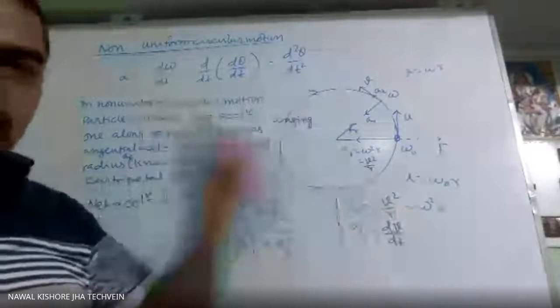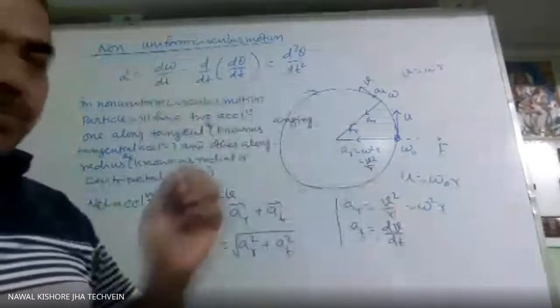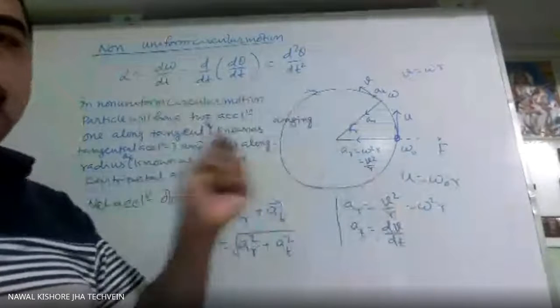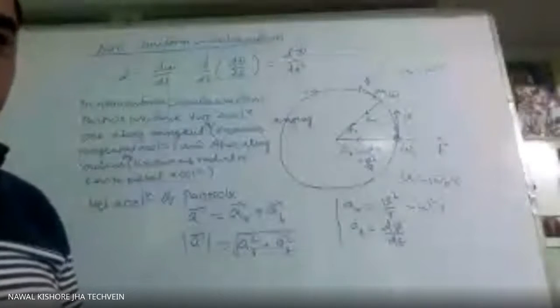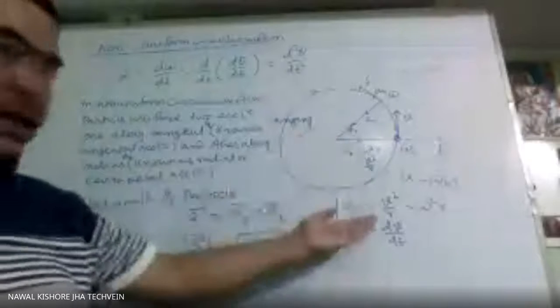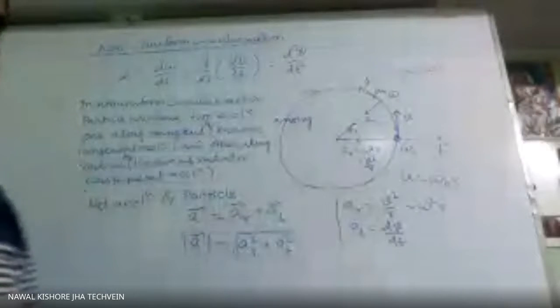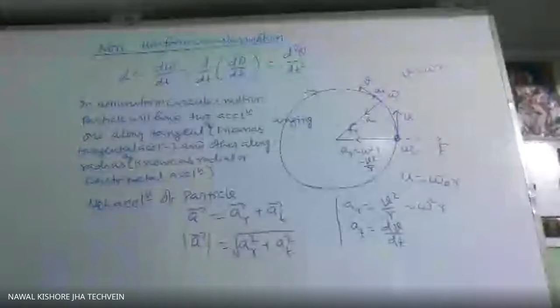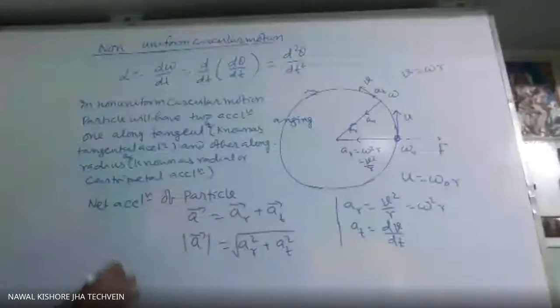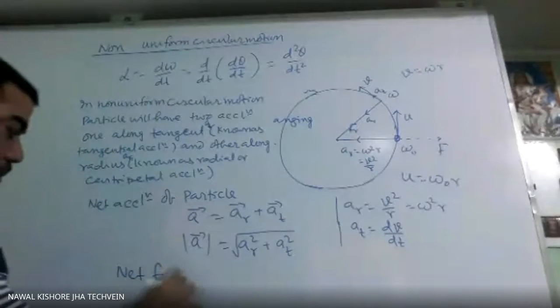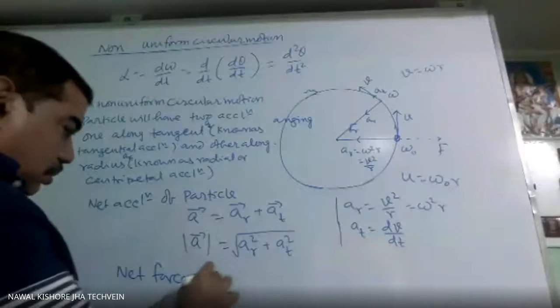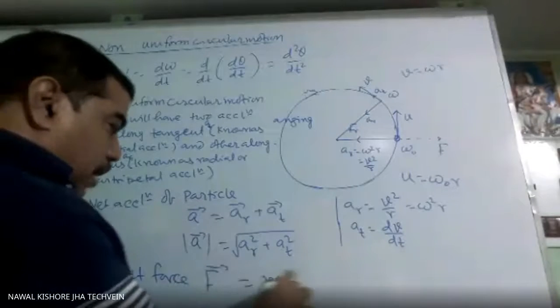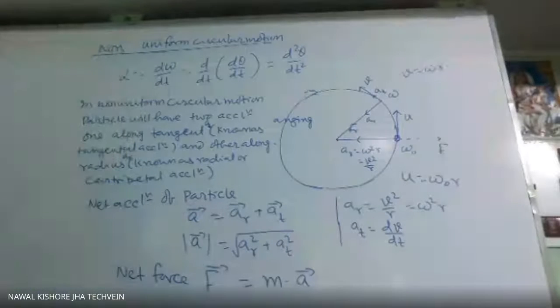When you are revolving the stone, you can feel the force applied by your finger on the string will keep on changing if the speed of the stone keeps on increasing or decreasing. So naturally, acceleration changes, so force will also change. So what will be the net force? Mass into acceleration. So we'll find the acceleration and then we'll find the net force.